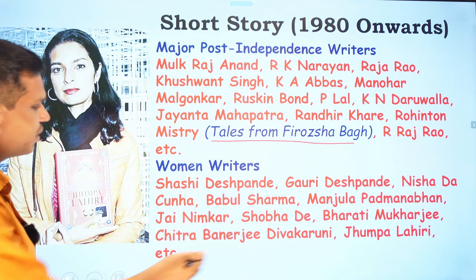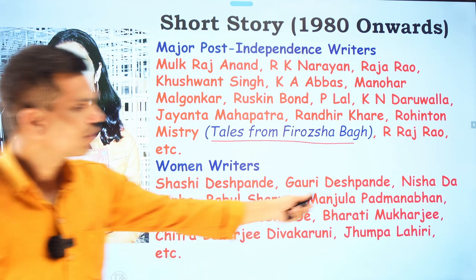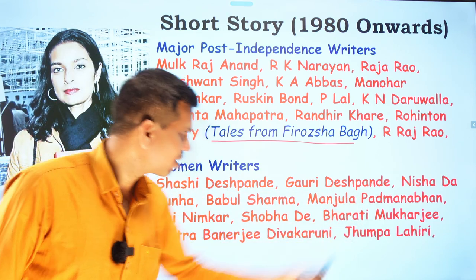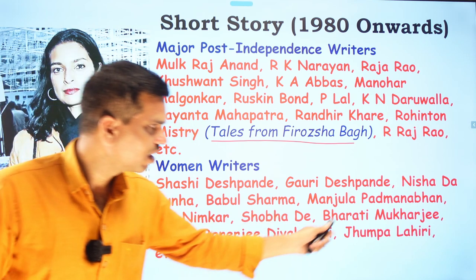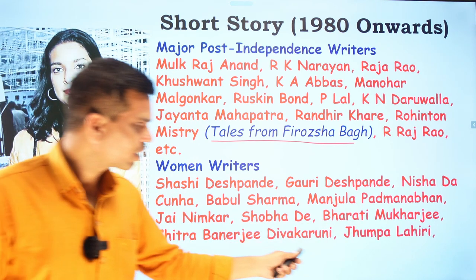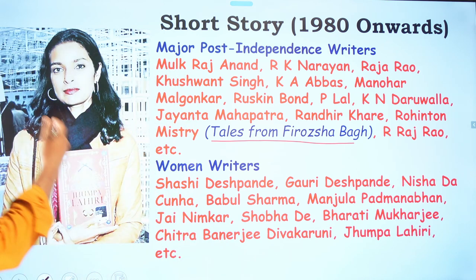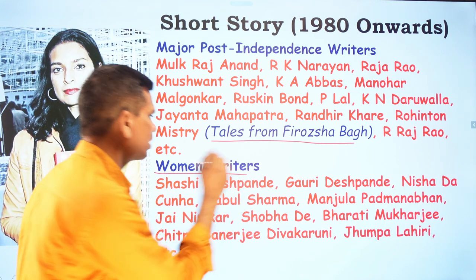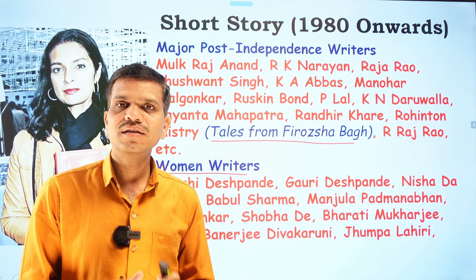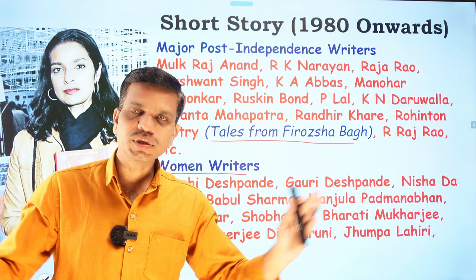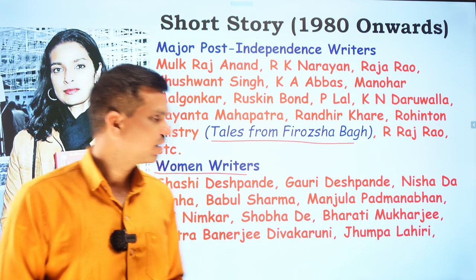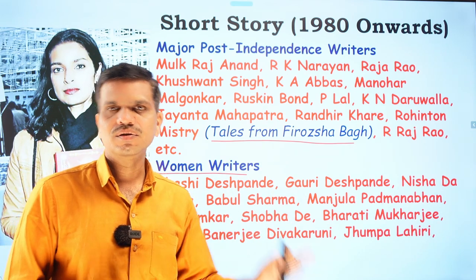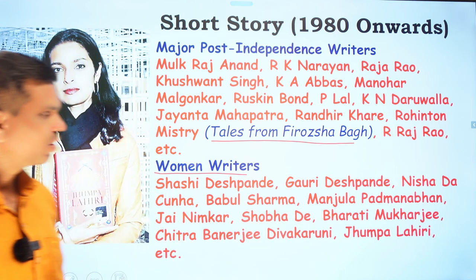And again, we have women short story writers like Shashi Deshpande, Gauri Deshpande, Nisha Kunha, Babul Sharma, Manjula Padmanabhan. Then we have Jai Nimkar, Shobha De, Bharati Mukherjee, Chitra Banerjee Divakaruni, Jhumpa Lahiri, etc. And this is the picture of Jhumpa Lahiri. Now you have women short story writers too in this period. And Indian writing has become a very grand genre of study, and hence we have different types of literature composed by these writers: short stories, fiction, again poetry, drama too.